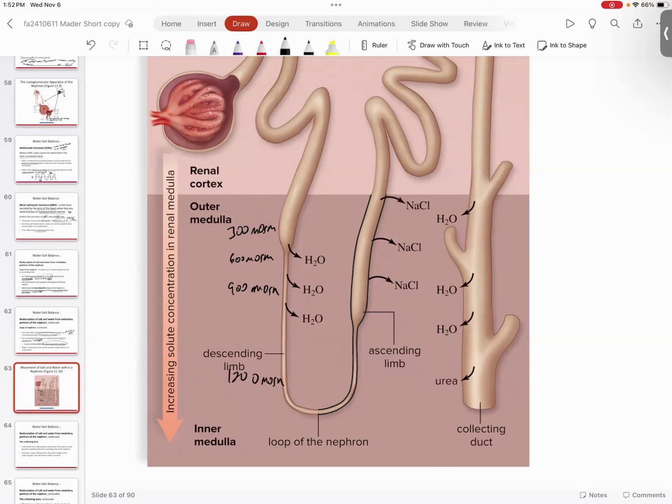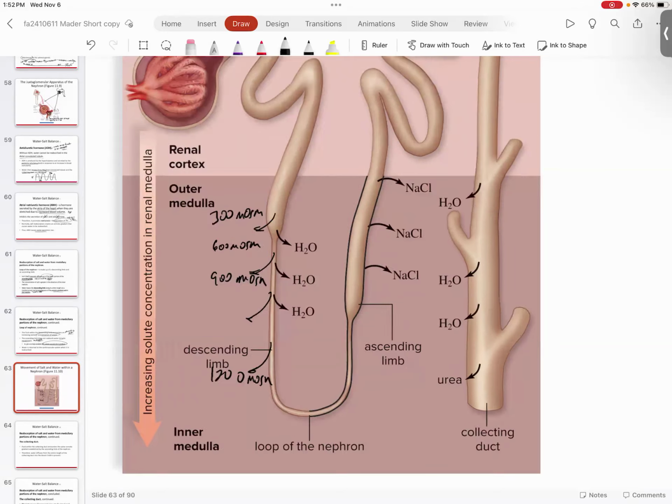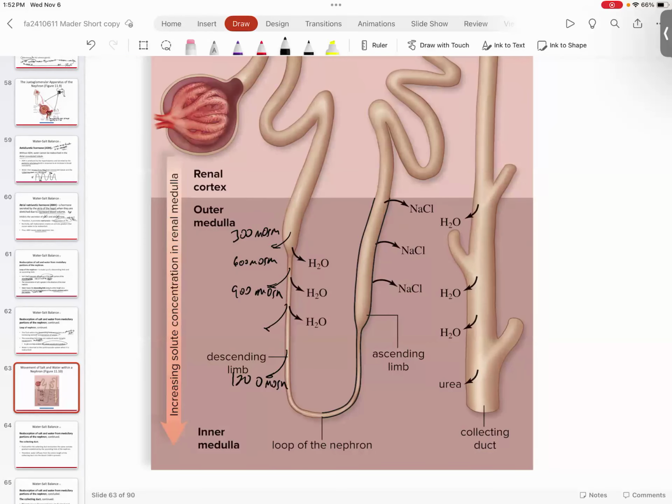And the idea is because it's saltier on the outside and the inside, it's going to suck the water out into this tissue as it continues to go down. So it's progressively, successively sucking the water out, stronger and stronger as it gets down to the bottom of the loop. Then this little black outline is showing you the impermeability to water. So the water rounds the bend, and the water can't leave anymore.